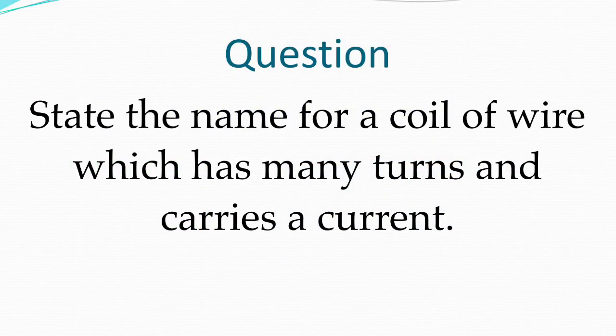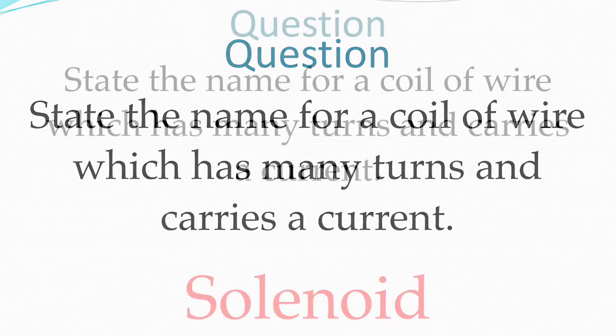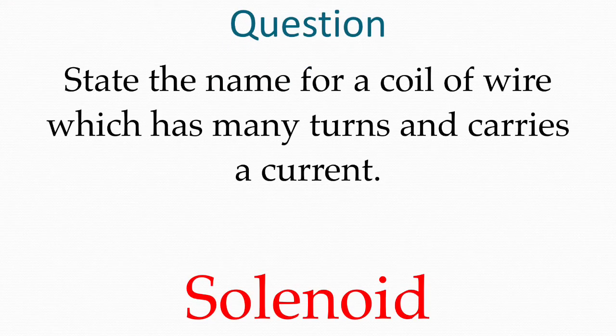For the next few questions, please pause the video at each question and then write your answer in your book. To start with, state the name of the coil of wire which has many turns and carries a current. Pause the video now. It would be called a solenoid. Please tick it if you've got it right and correct it if you haven't.